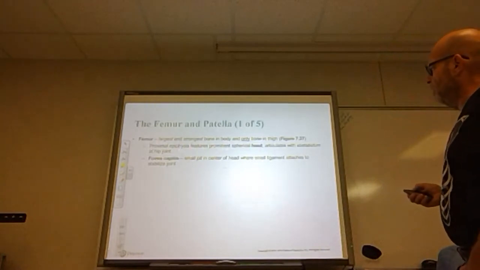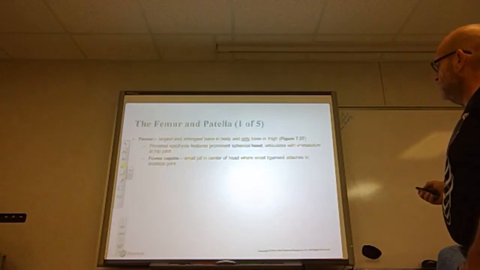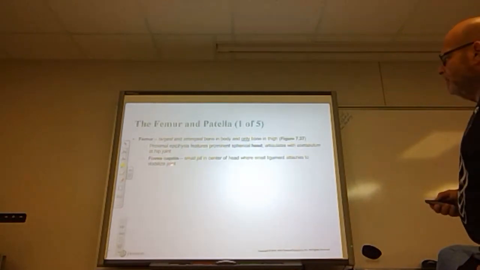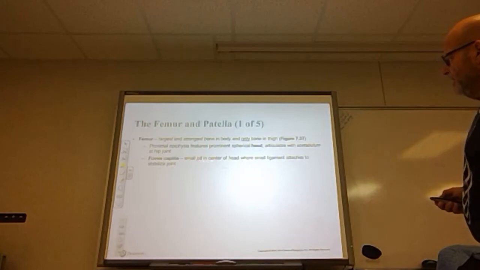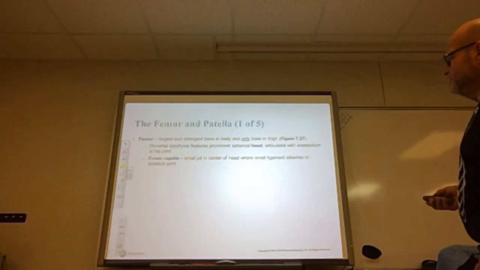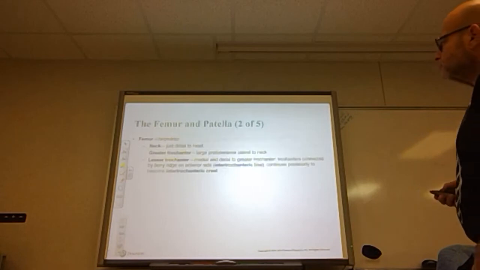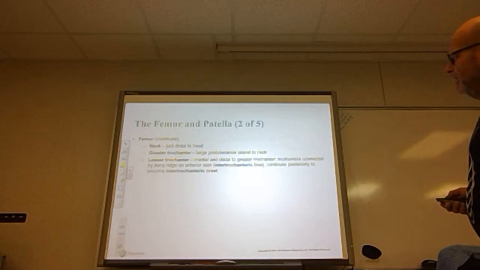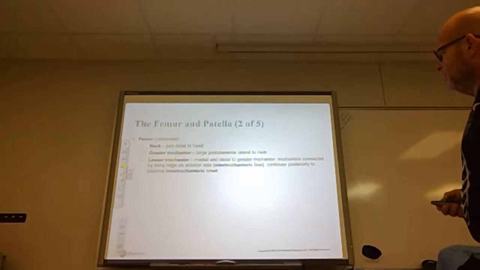The proximal epiphysis features a prominent spherical head, which articulates with the acetabulum at the hip joint. It also has the fovea capitis, which is a small pit in the center of the head where a small ligament attaches to stabilize the joint. The femur has a neck just distal to the head, and has the greater and lesser trochanters. Again, the only place the trochanter is found is in the femur.